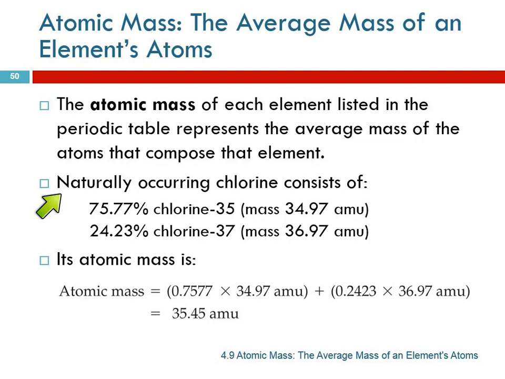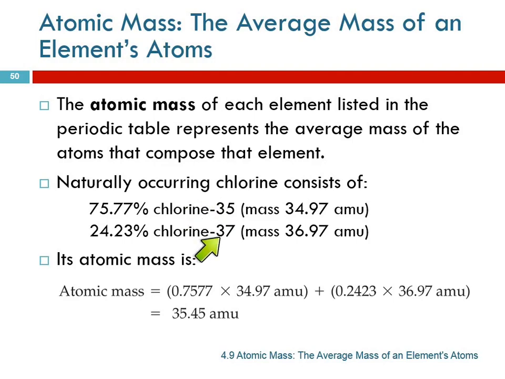So if we look at naturally occurring chlorine, 75.77% of chlorine atoms are chlorine-35, and 24.23% are chlorine-37. And these are the masses in atomic mass units of each of those isotopes. You'll notice that 34.97 is very close to 35. 36.97 is really close to 37. So if you're just dealing with round numbers, you can look at this mass number and say, oh, well, that isotope weighs about 35 atomic mass units.